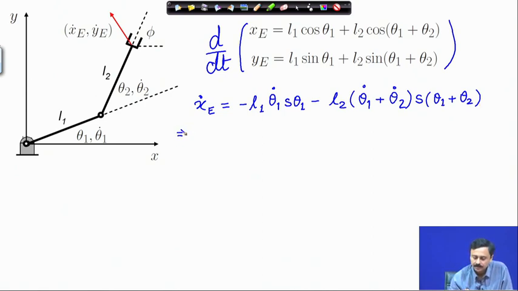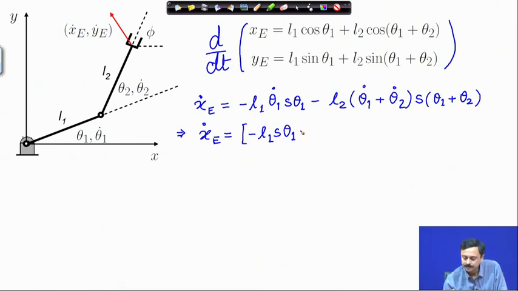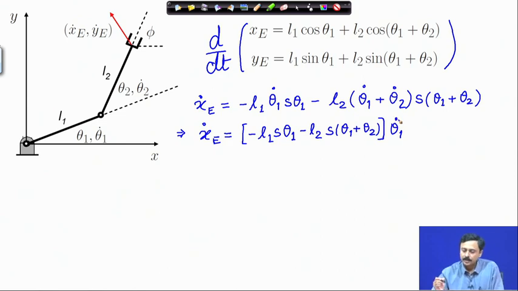This I can simplify somewhat. So, x e dot: I am collecting the terms of theta 1 dot, so this times theta 1 dot, and the other term is the second term.